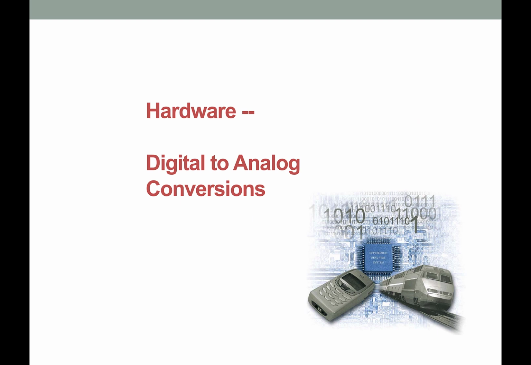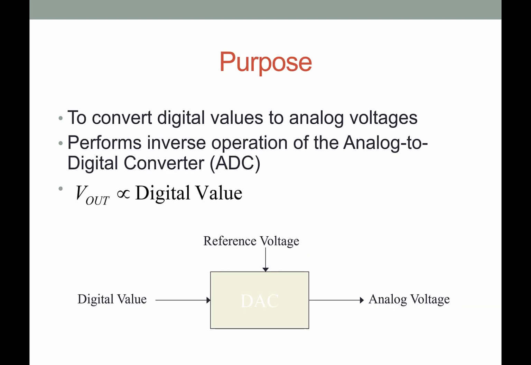So the first part that we're going to talk about is just the hardware aspect. How do we do digital to analog conversions? Because we talked about the analog to digital converter with the successive approximation converter. So this time I'm going to talk about the opposite. How do we go from digital back to analog? Obviously the purpose of this is to convert digital values back into analog values, and so it's the opposite or inverse operation of the analog to digital converter.